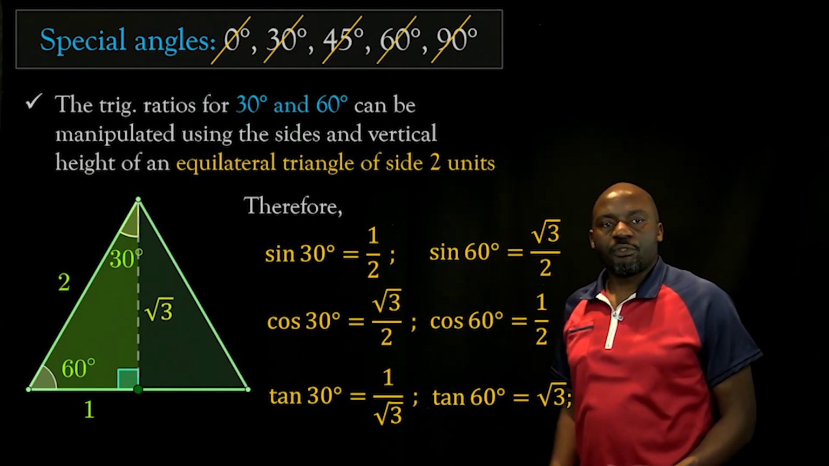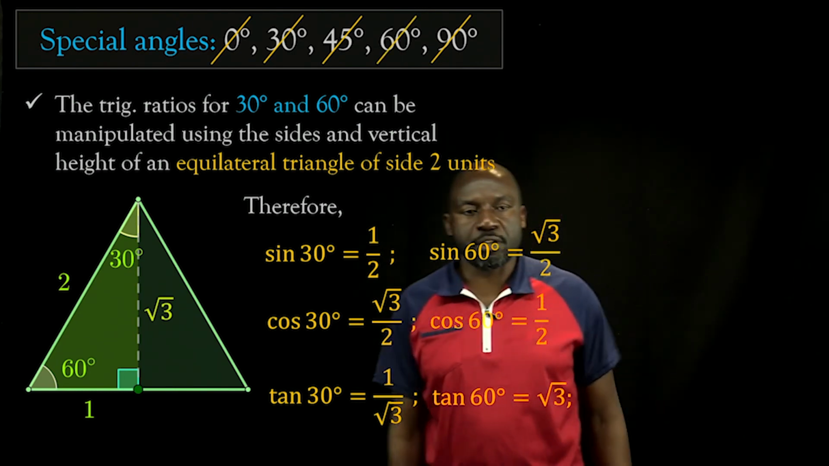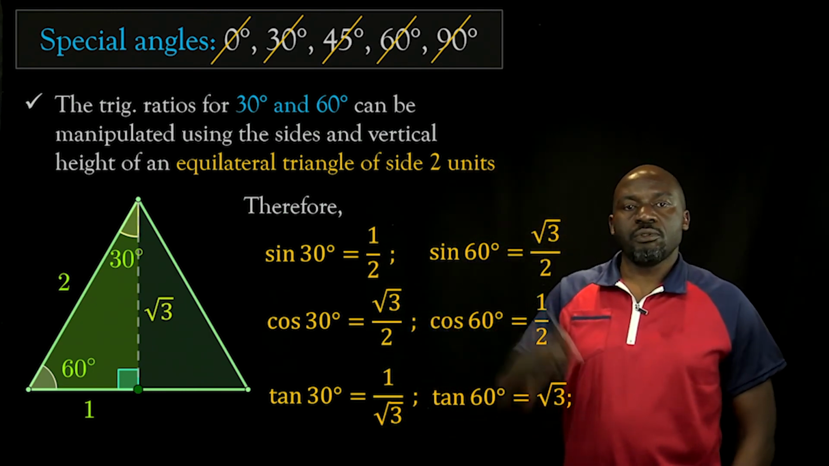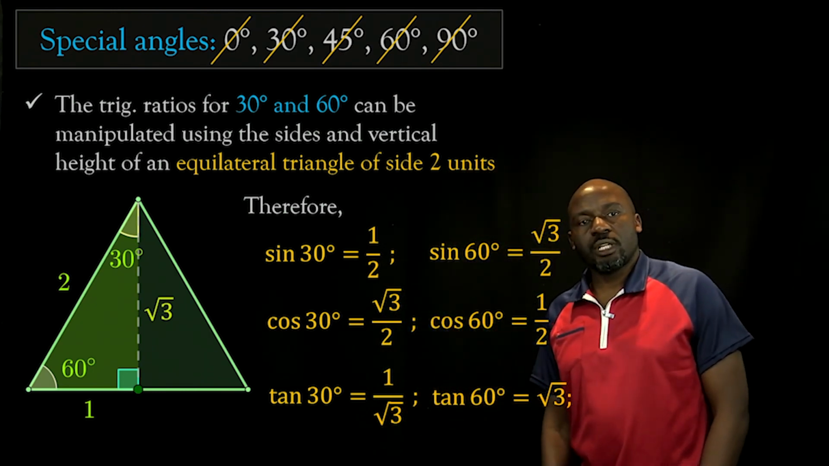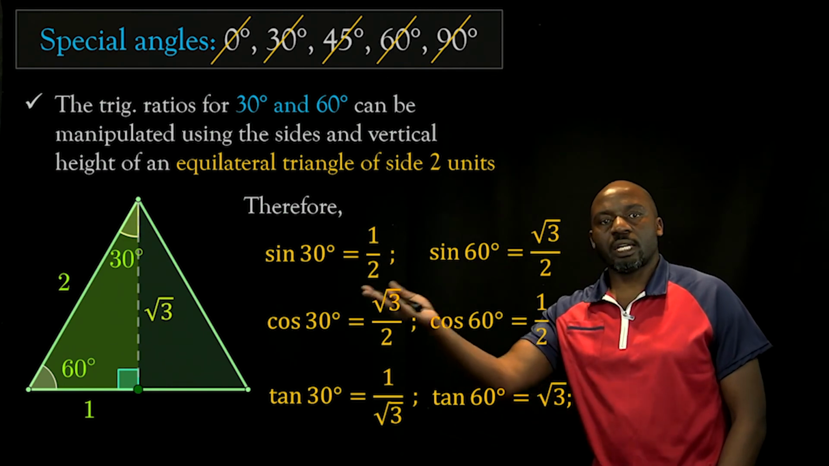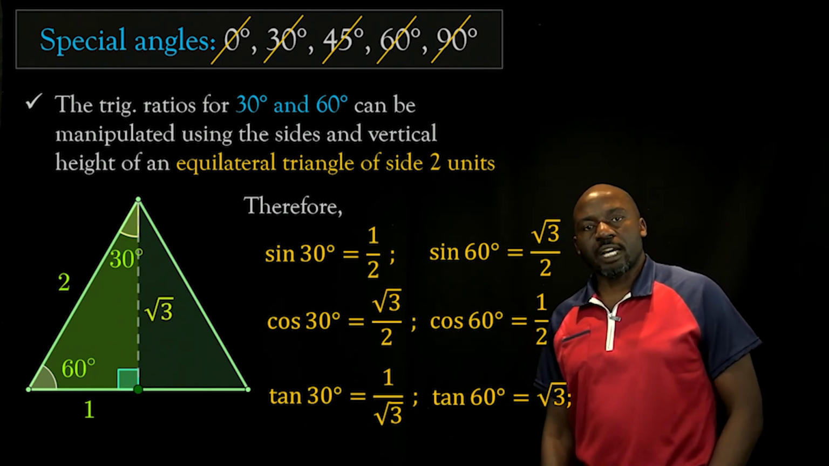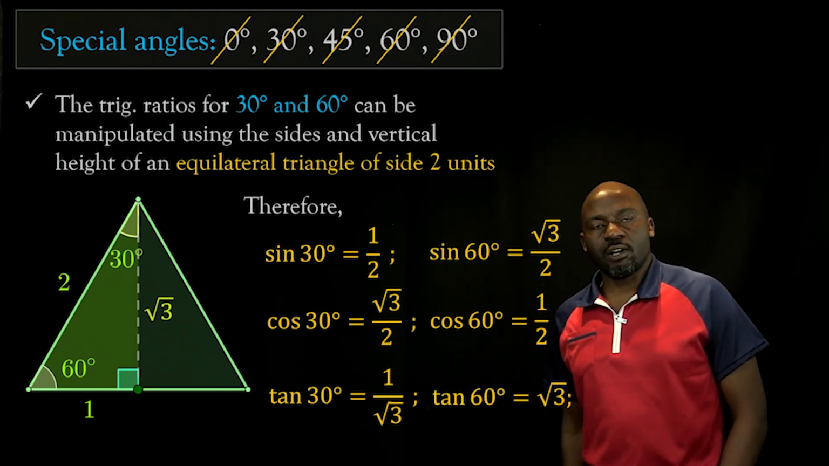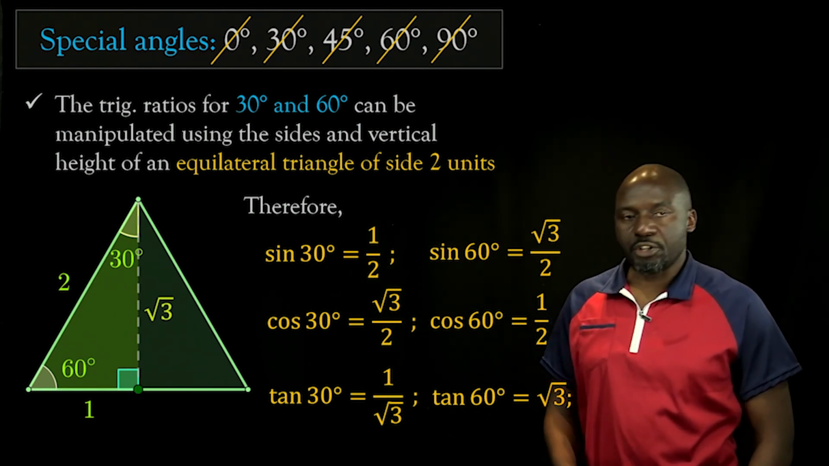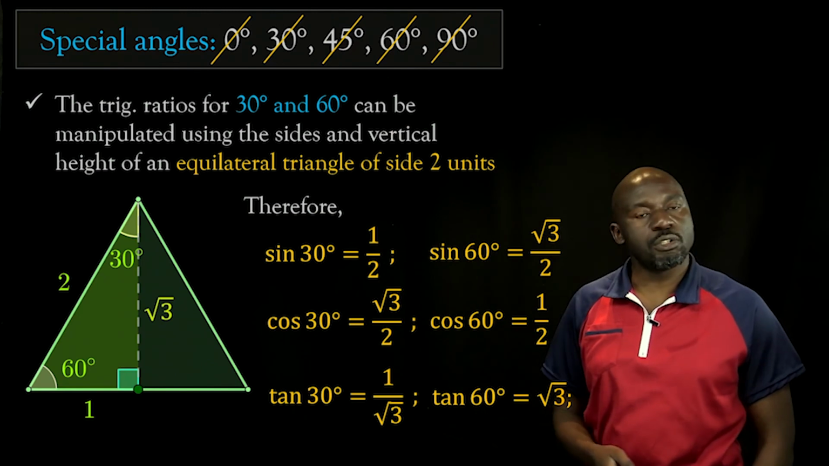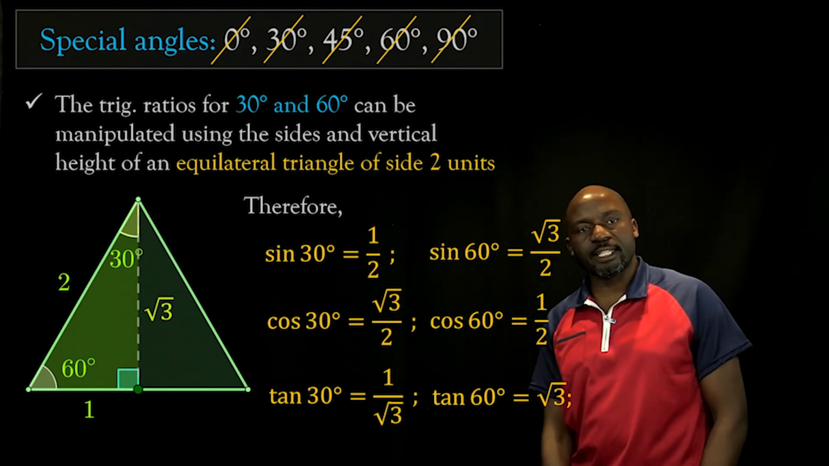So without the help of a calculator or any point of reference, we can use our knowledge of geometry directly, just a square of side 1 and an equilateral triangle of side 2 to help us find all the trigonometric ratios, of course together with the definitions of the unit circle for 0 and 90 degrees.